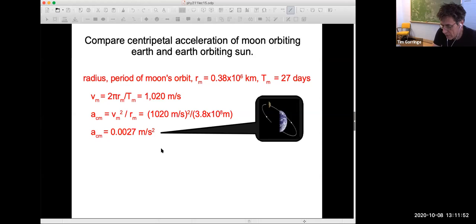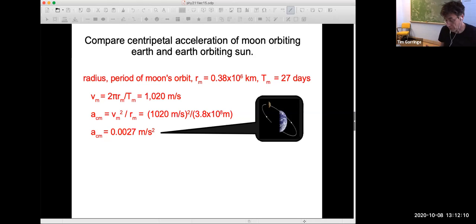First one I want to calculate is the centripetal acceleration of the moon in its orbit around the Earth. And so that's what I'm doing in this top half of this slide. And then we're going to do a calculation of the centripetal acceleration of the Earth around the sun. And I'll do that in the bottom half.